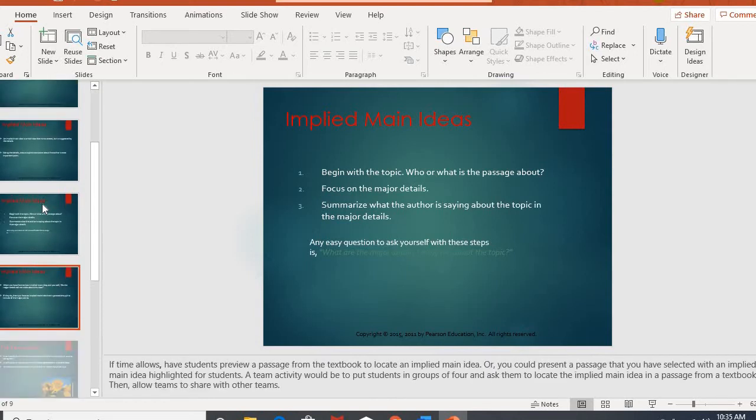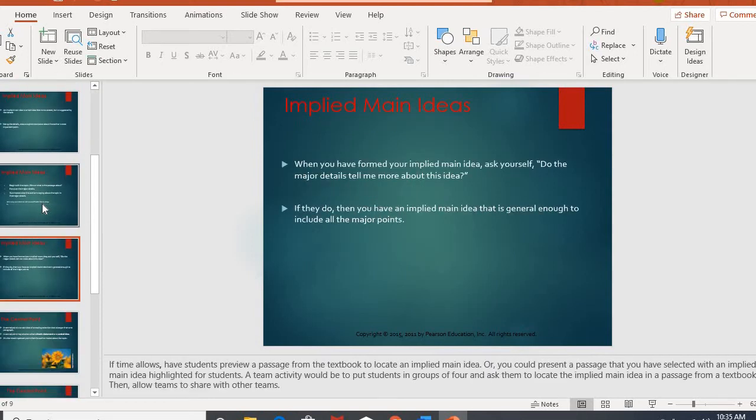in the paragraph. So when you think you've found your main idea, you simply ask yourself, okay, is a whole paragraph about this? If I were to turn this main idea into a question, does the rest of the paragraph answer that question? And if you can find that, yep, that fits, then you're more than likely on the right track and you found your implied main idea.